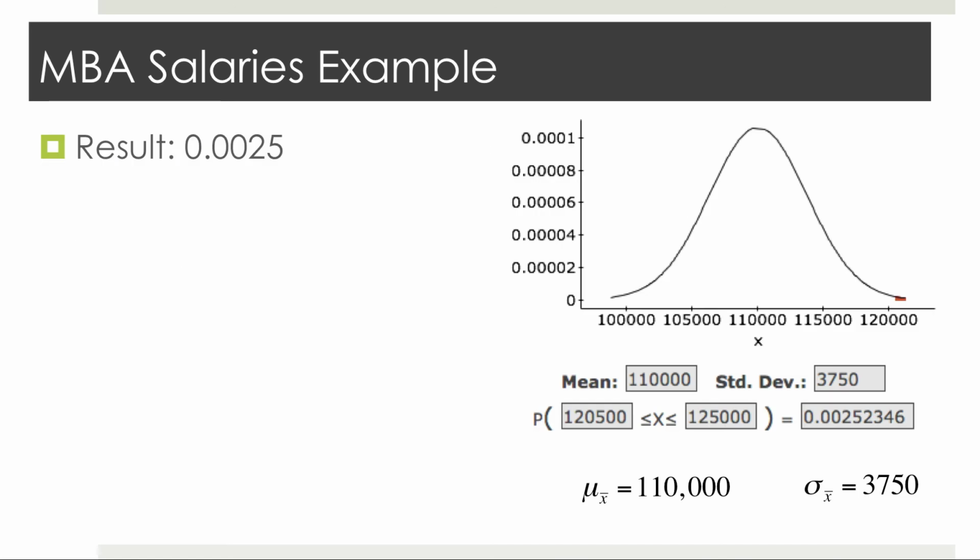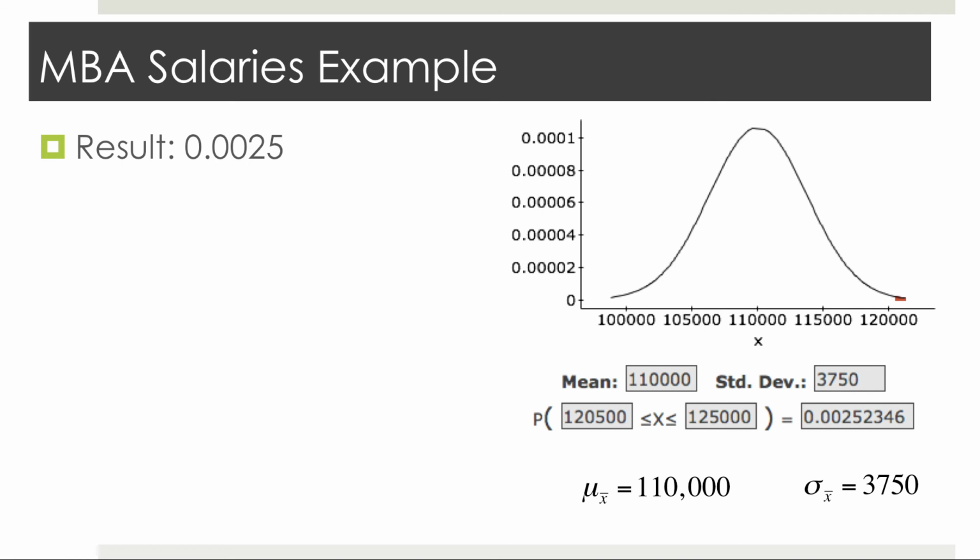So our results then from StatCrunch look like this. When we go into StatCrunch and we put in the information for the sampling distribution of sample means, the mean is 110,000. The standard deviation, which we in this case call the standard error, is 3,750. And then we say find the probability that a sample of size 64 will have a sample mean between these two numbers. And this result is much smaller than the one we saw before. In fact, you can see that the shaded region is way out over here on the tail.